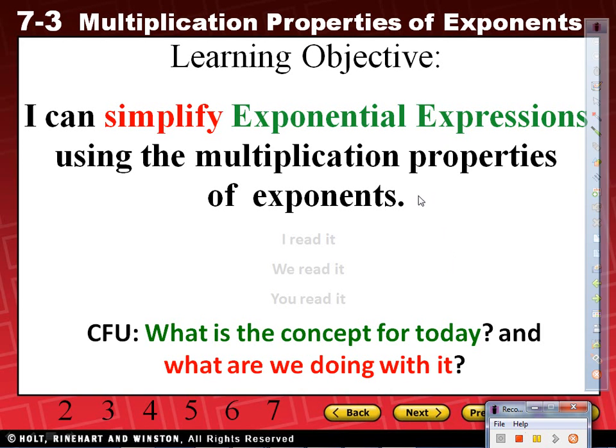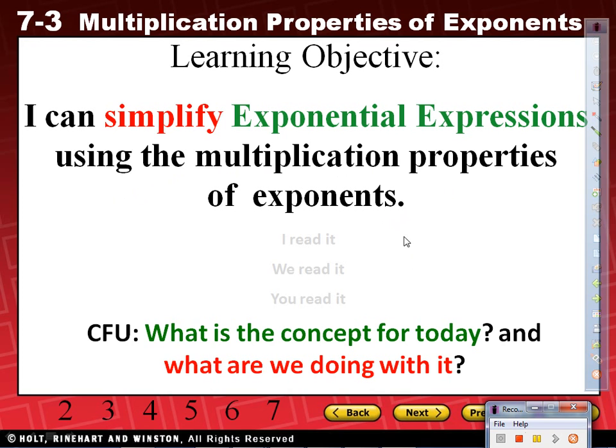So today's objective: I can simplify exponential expressions using the multiplication properties of exponents. Let's read it together. 1, 2, 3. I can simplify exponential expressions using the multiplication properties of exponents.